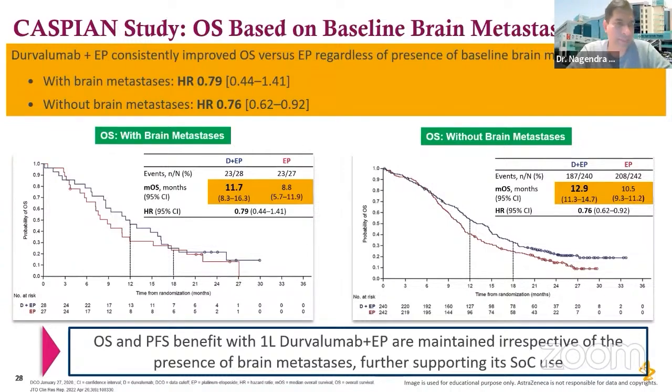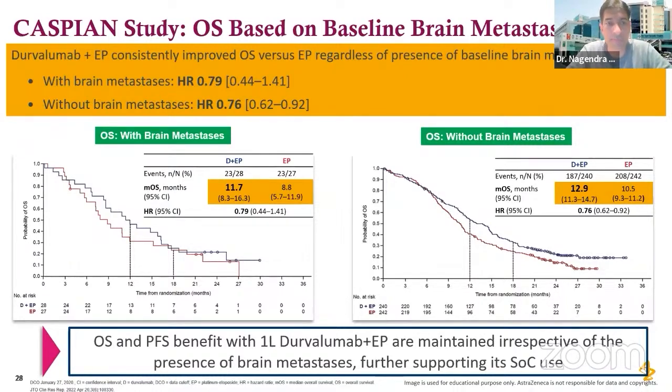And what about the brain mets upfront? Durva plus EP consistently improved the overall survival benefit as compared to EP, regardless of presence of baseline brain mets. With brain mets, the hazard ratio is 0.79, and without brain mets, the hazard ratio was 0.76. So as I already mentioned, lesser the hazard ratio, better is the experimental arm. That means without brain mets the patients are faring better, but those with brain mets also have a more or less better response.